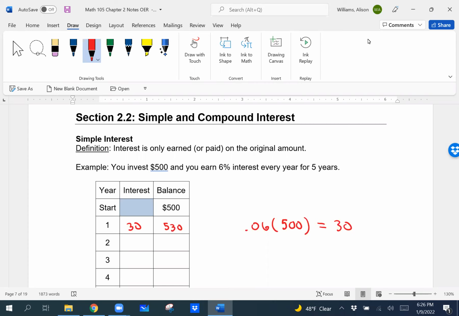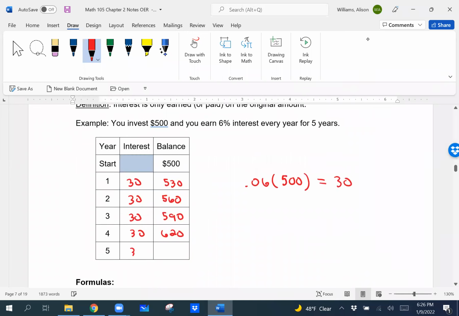All right. So the next year, you're going to earn $30 again because you're only earning the interest that was on the very first initial balance of $500. So I earn $30 again, and that gives me 560. I earn $30 again, and that gives me 590, 30 again, 620, and one more time would give me 650. Okay, so at the end of 5 years, I'd have $650. I'd earned $150 worth of interest. Not bad.